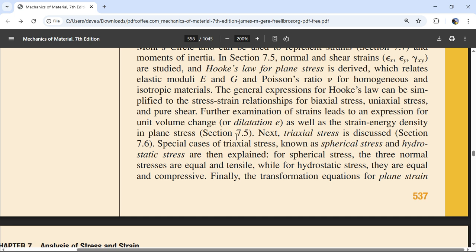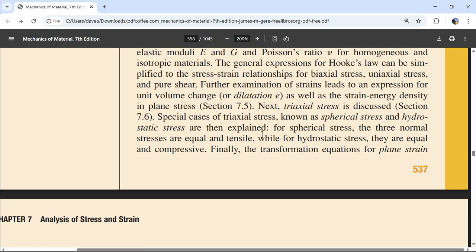So whatever they're talking about there, that's going to be complex. All right, next, triaxial stress is discussed. So then finally you get stresses in three directions. Then you're not just plane stress.